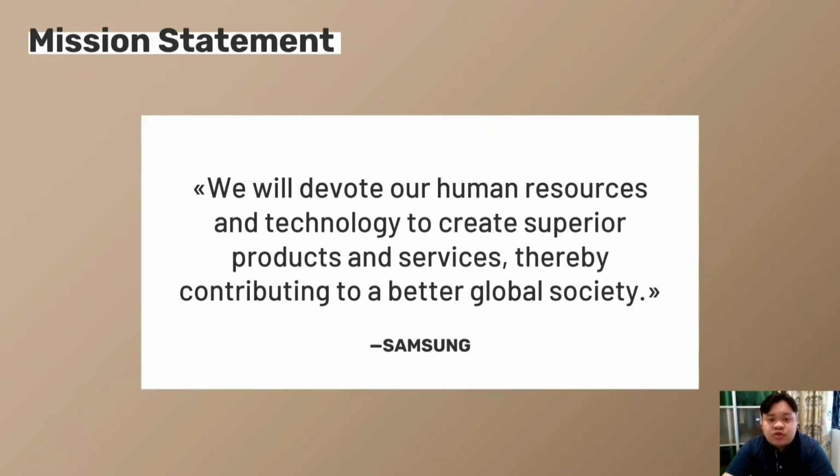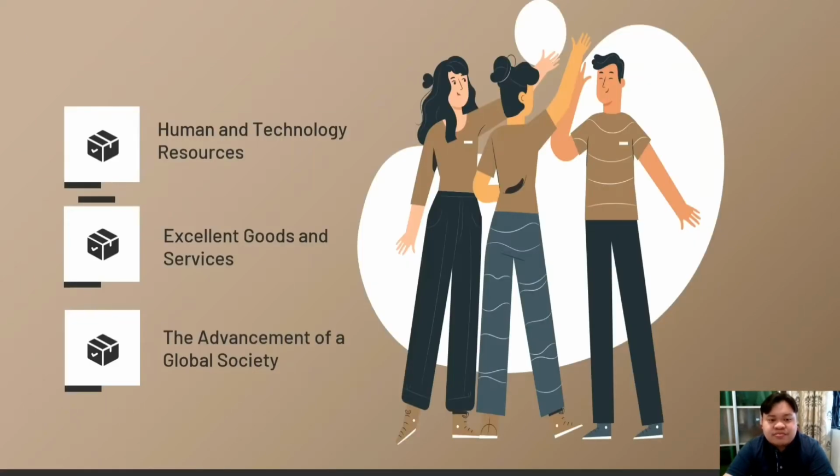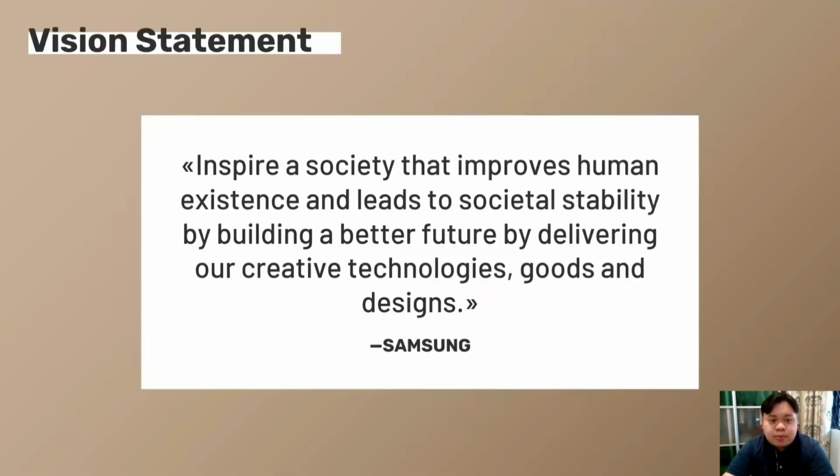Now, let us move on to the mission statement of Samsung company, which is, we will devote our human resources and technology to create superior products and services, thereby contributing to a better global society. Samsung company's mission is derived from its business activities and existing global industry positioning, which are centered on the following components, which are human and technology resources, excellent goods and services, and the advancement of global society.